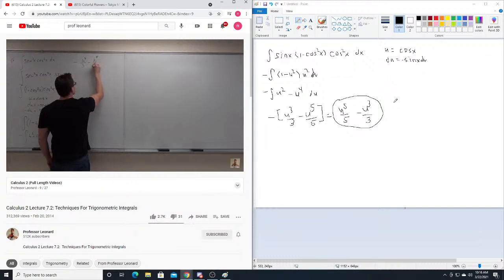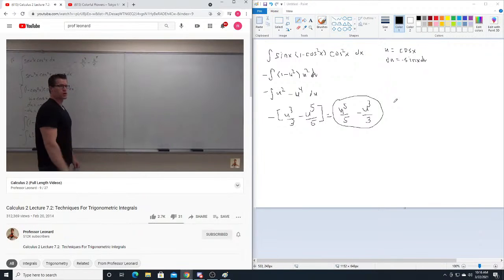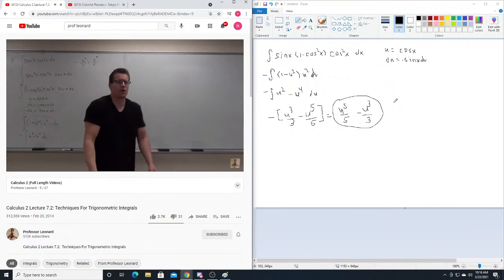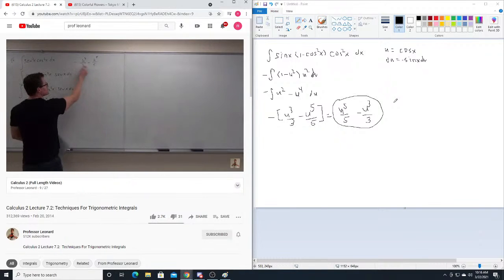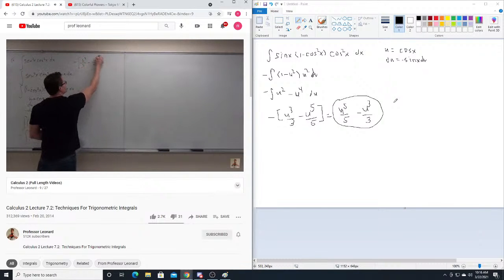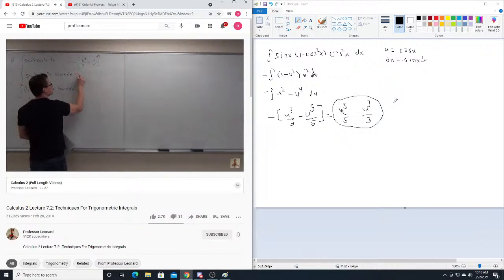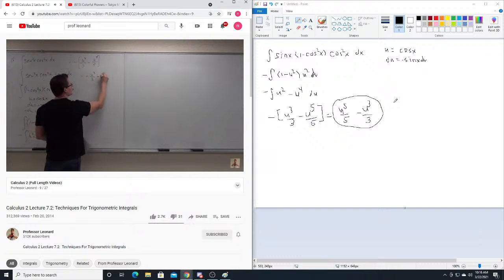Would it be positive? Well, you tell me. What am I having wrong here? Now you got to distribute the negative. If I don't have my brackets, then this is wrong. If I do have my brackets, then we have negative u cubed over 3 plus u to the 5th over 5. Naturally, you could write this in the reverse order. It might be a little bit nicer to do u to the 5th over 5 minus u cubed over 3.